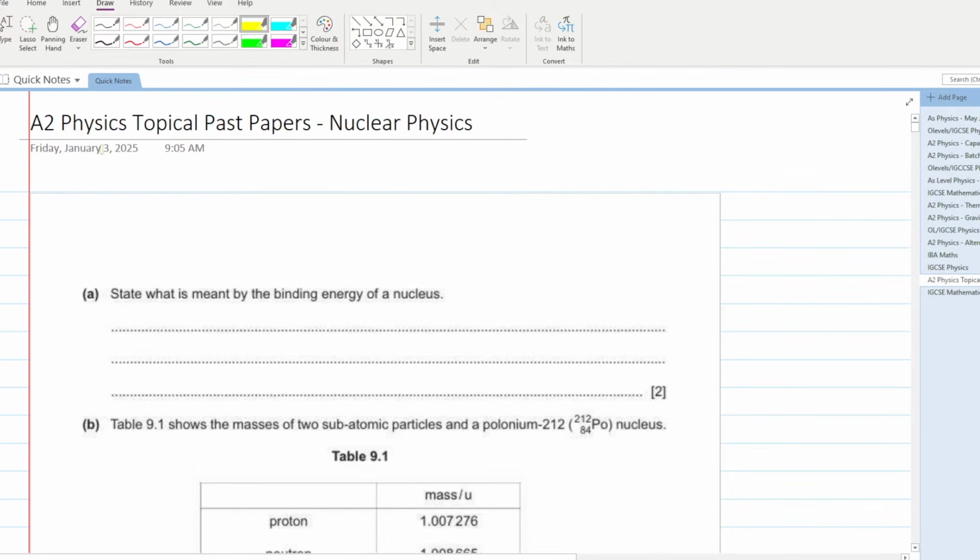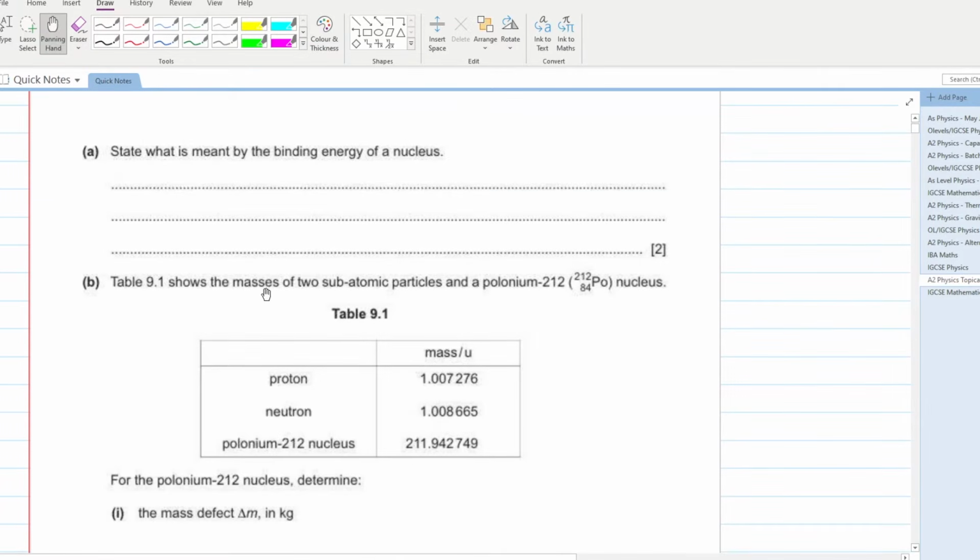Today we have to cover A2 physics topical past papers for the chapter of nuclear physics. This is your chapter number 12. So let's see question 1 part A, and this PDF is attached in the Google Drive link in the description.